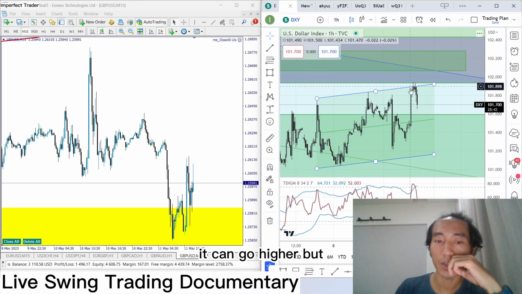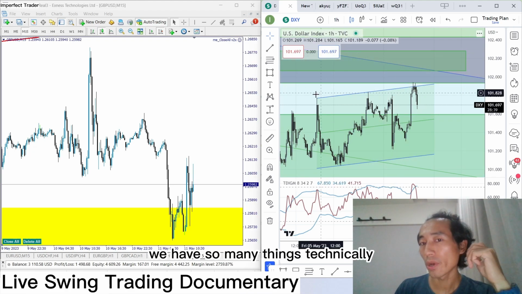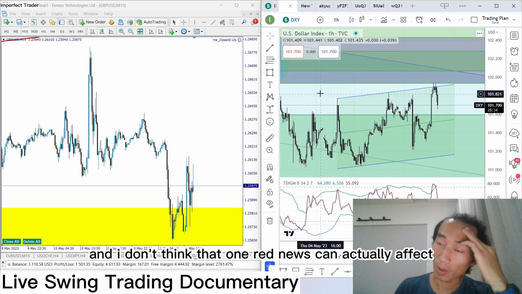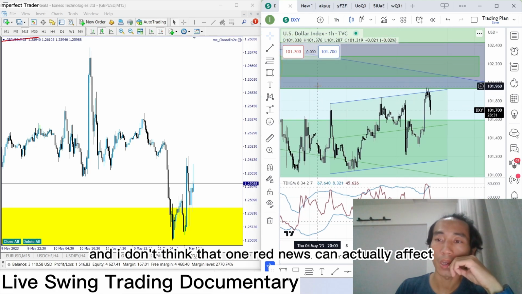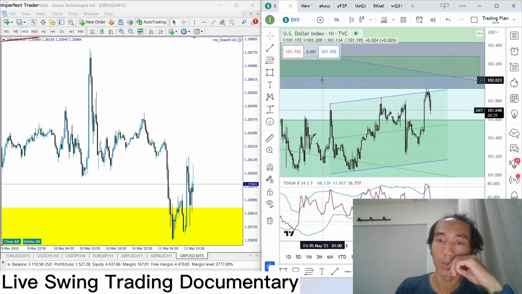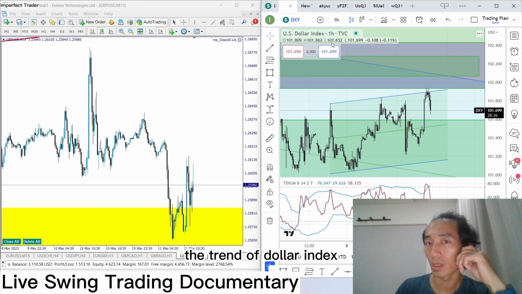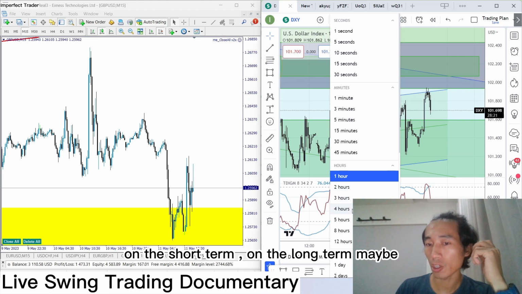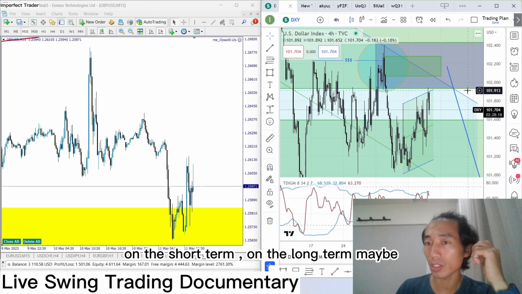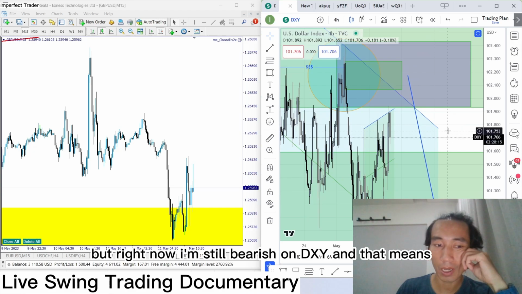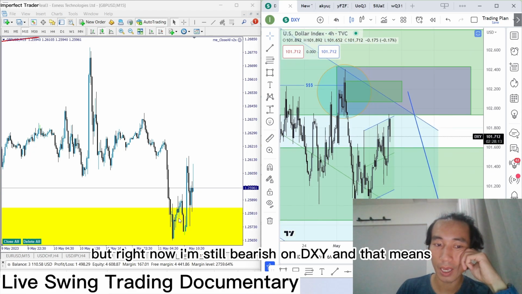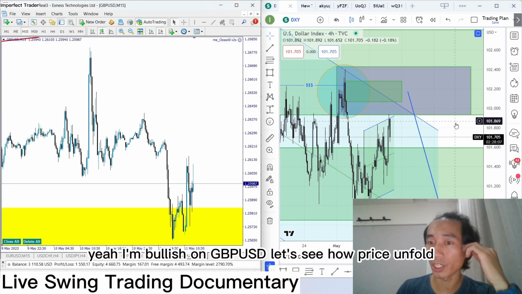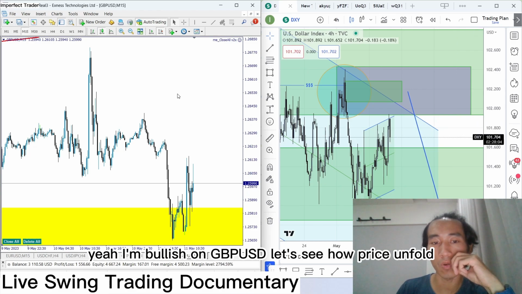It can go higher, but we have so many things technically, and I don't think that one red news can actually affect the trend of dollar index on the short term. On the long term maybe, but right now I'm still bearish on the XY, and that means yeah, I'm bullish on the GU. Let's see how price unfold.